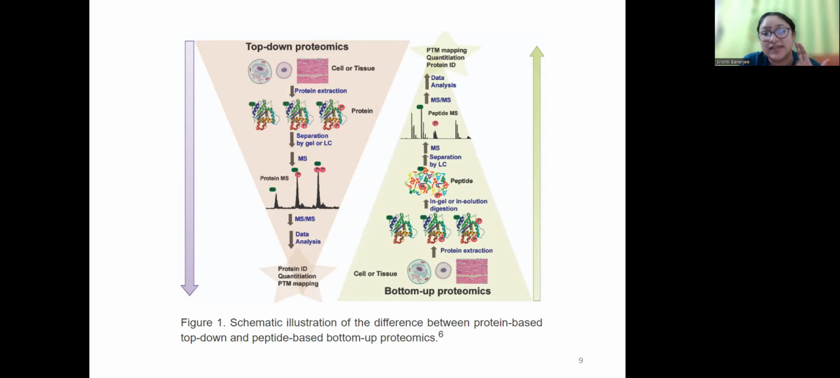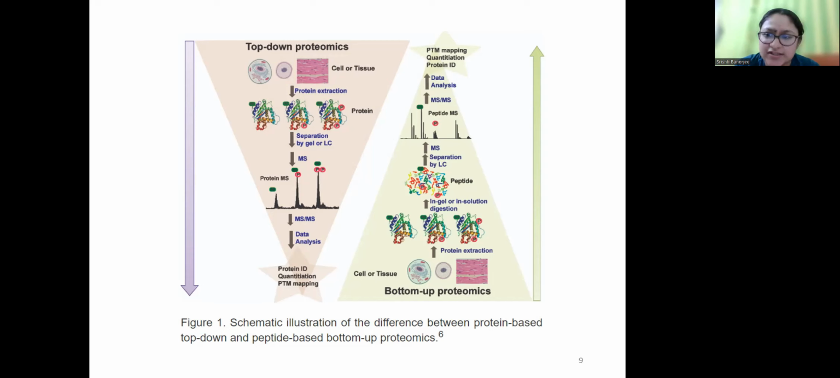After the mass spec analysis is done, we generally do a database search to map the different peptides to proteins. This also gives the PTM quantitation and protein IDs. Bottom up is the most used approach right now. Top down is also used; it's not that people are not doing it, people definitely do. But in our lab, we are doing bottom up.